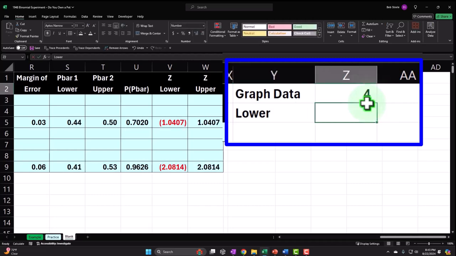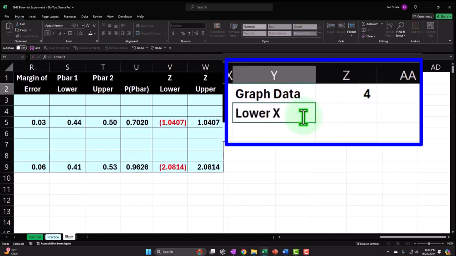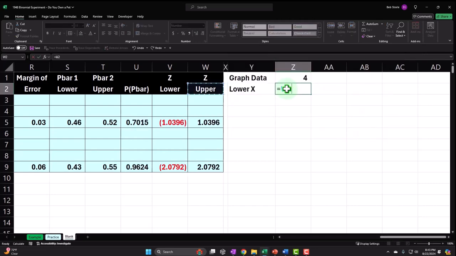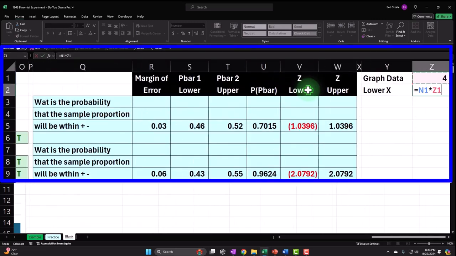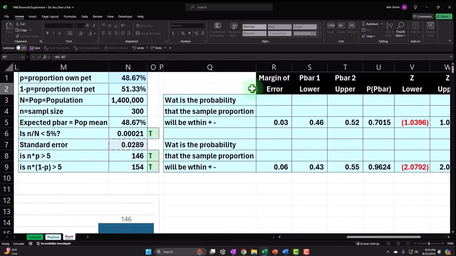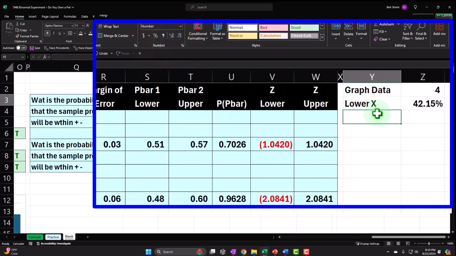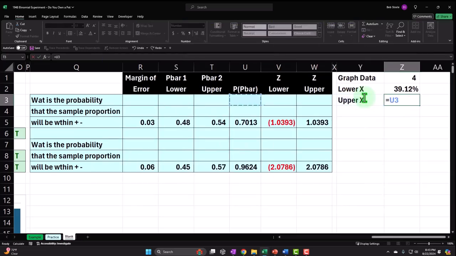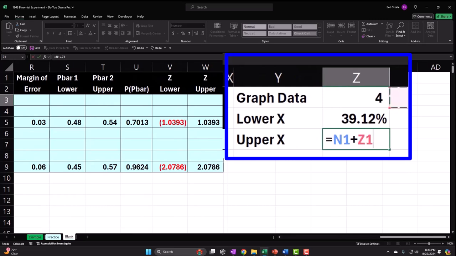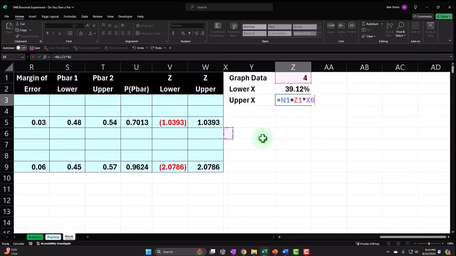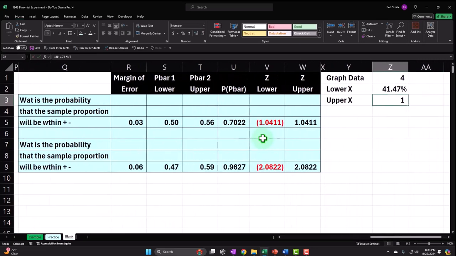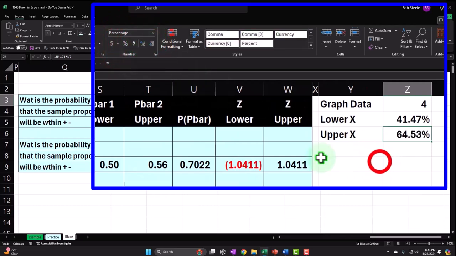So if I took a lower x, how far down does the graph need to go? I can take the middle point, which I'll say is going to be this, times four standard deviations. Middle point minus the standard deviation, which is the standard error, times four. And so let's percentify that. And then I'm going to say the upper x would be equal to the middle point plus 4 times the standard error. So now I'm going 4 standard deviations, which should be basically all of the data, right? But it keeps changing, so it's a little wonky.